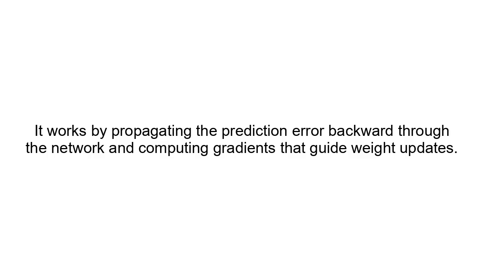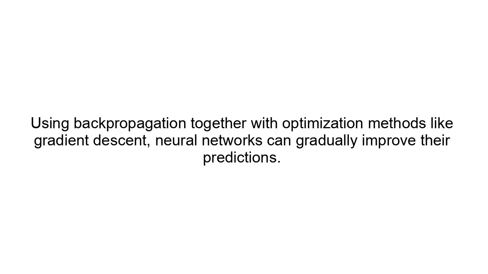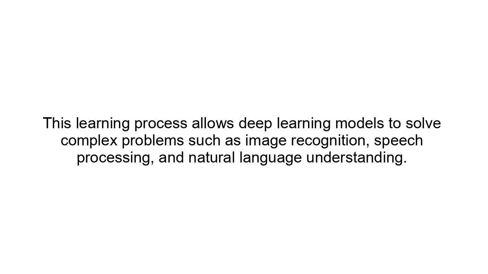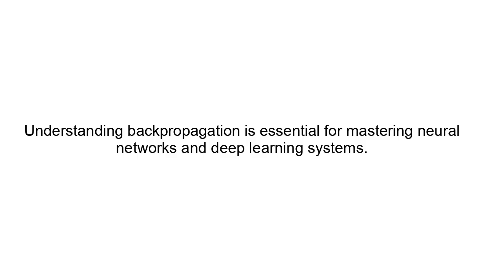Final summary. Backpropagation is a fundamental algorithm used in training neural networks. It works by propagating the prediction error backward through the network and computing gradients that guide weight updates. Using backpropagation together with optimization methods like gradient descent, neural networks can gradually improve their predictions. This learning process allows deep learning models to solve complex problems such as image recognition, speech processing, and natural language understanding. Understanding backpropagation is essential for mastering neural networks and deep learning systems.